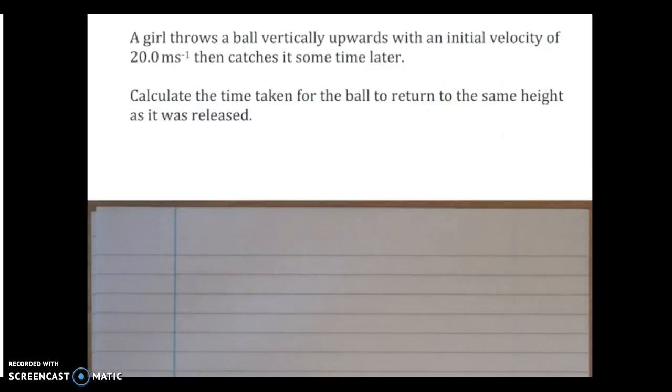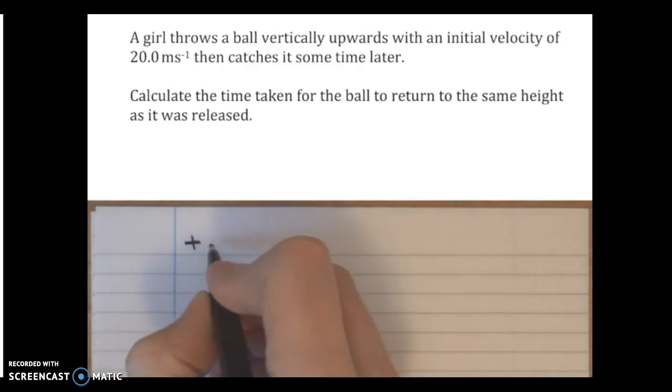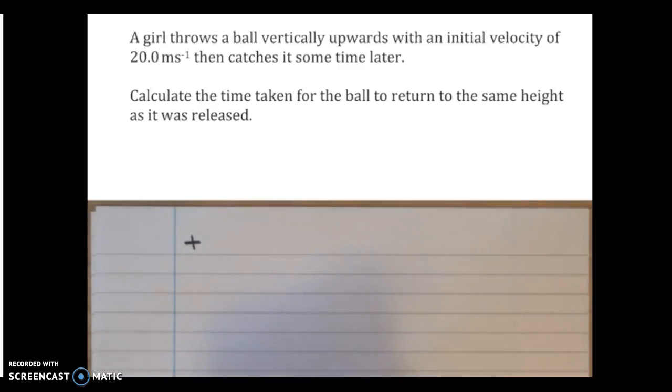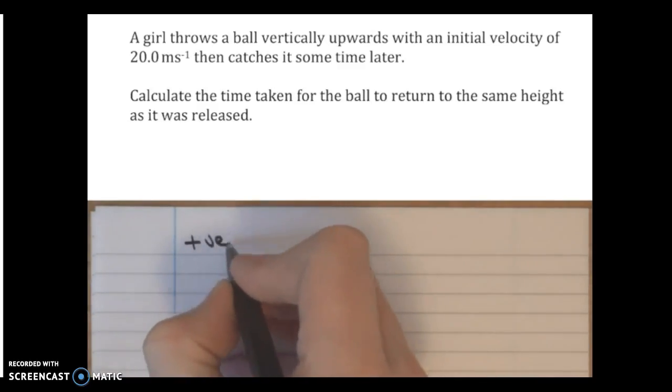So the question says, a girl throws a ball vertically upwards with an initial velocity of 20 meters per second, then catches it sometime later. Calculate the time taken for the ball to return to the same height as it was released. Now in this question, I'm going to use something known as the sign convention. So I'm going to be taking the upwards direction as positive.